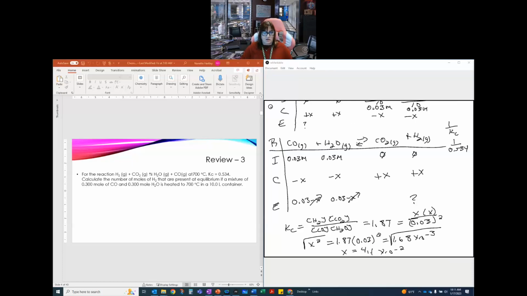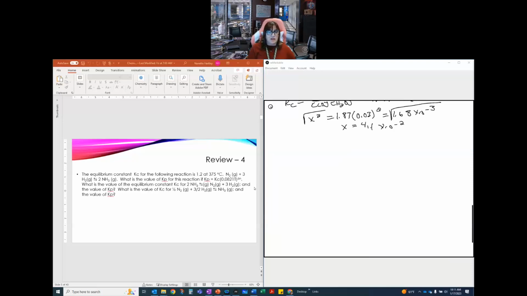Let's go ahead and talk about the next question. The equilibrium concentration constant, Kc, for the following reaction is 1.2 at 375. N2 plus 3H2 goes to 2NH3. What is the value of Kp for this reaction? Let's start at the beginning. We're talking about N2 gas plus 3H2 gas going to 2NH3. You're given a Kc of 1.2, and that's at 375 degrees C.